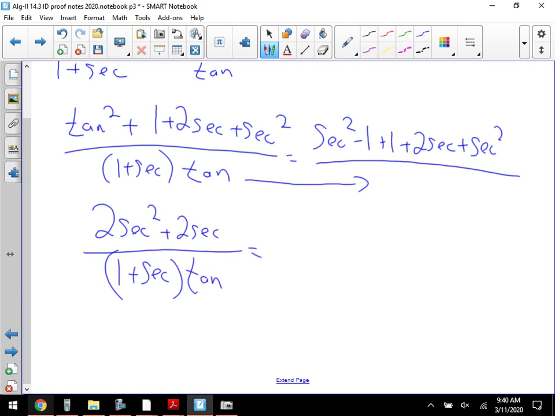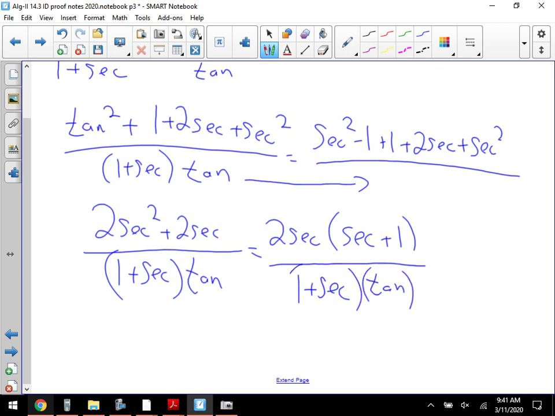GCF, 2 secant. You get secant plus 1. Now you're not quite done yet.